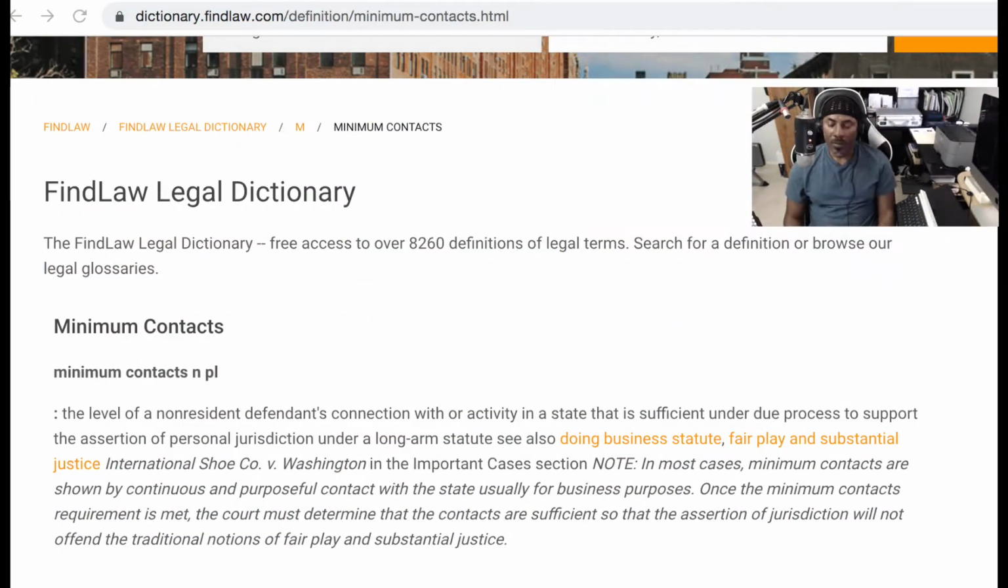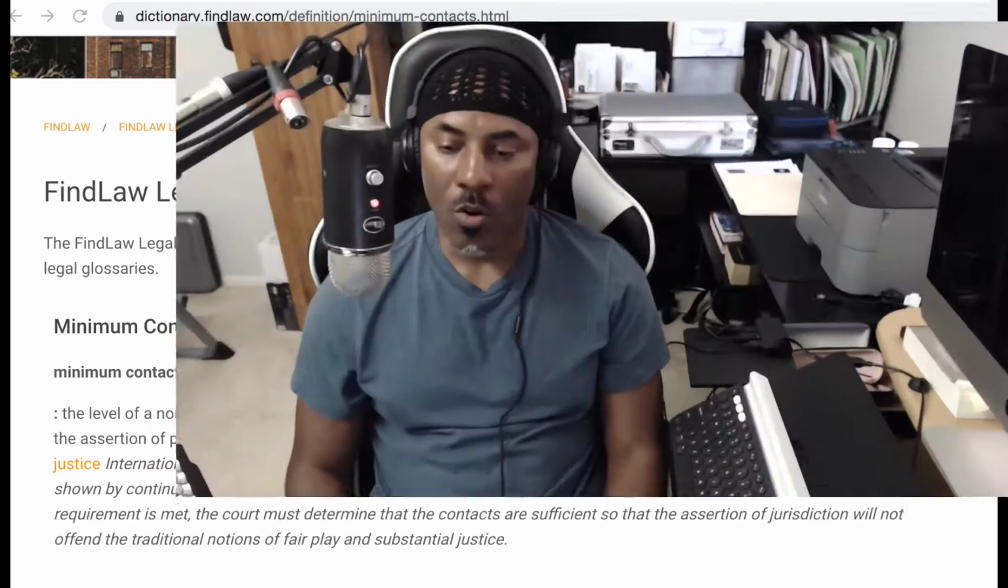We're going to go to the Fine Law Legal Dictionary, where we have minimum contacts as the level of non-resident defendant's connection with or activity in a state that is sufficient under due process to support the assertion of personal jurisdiction under a long-arm statute. And for the record, a long-arm statute is a rule that gives a court the right to claim personal jurisdiction over a foreign or out-of-state person on the basis of certain acts committed by that person.